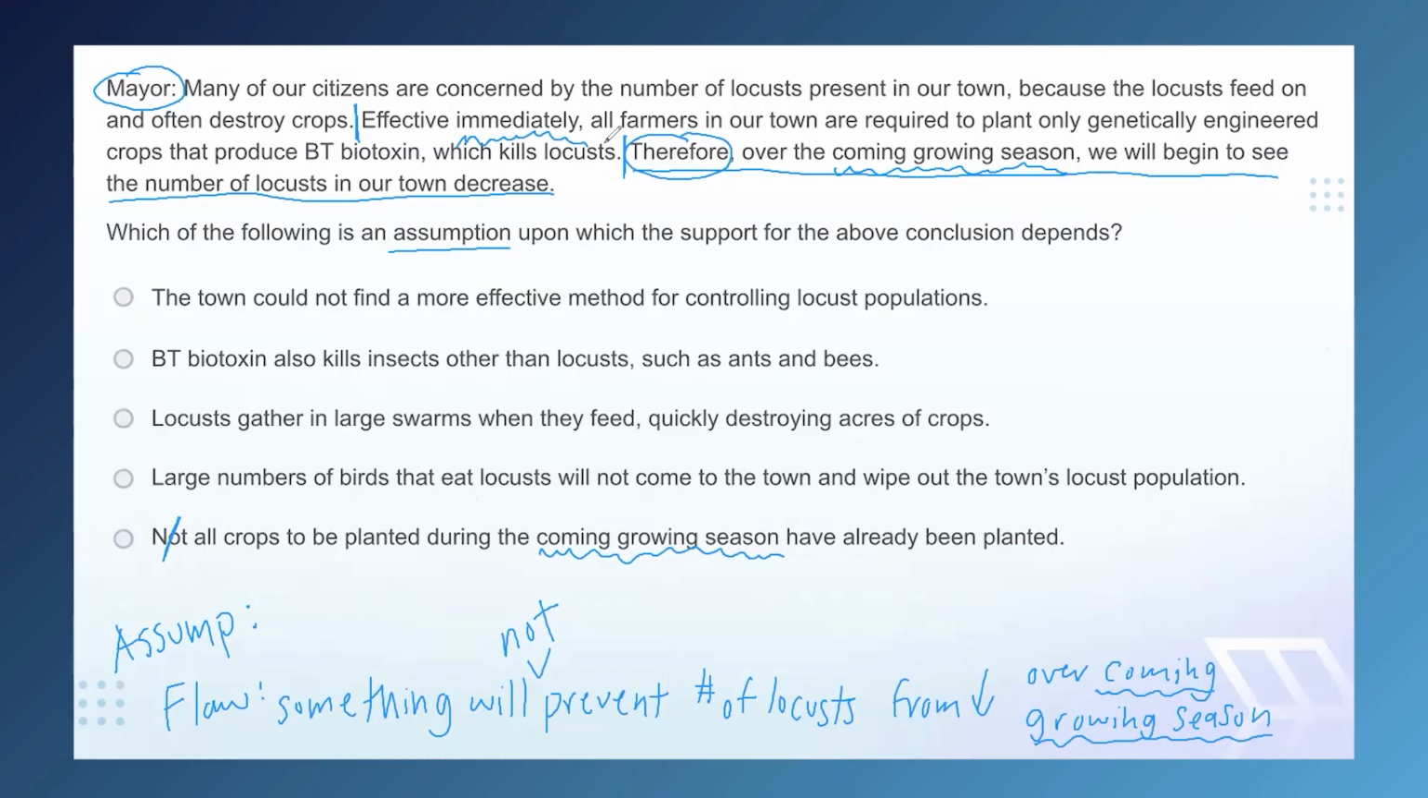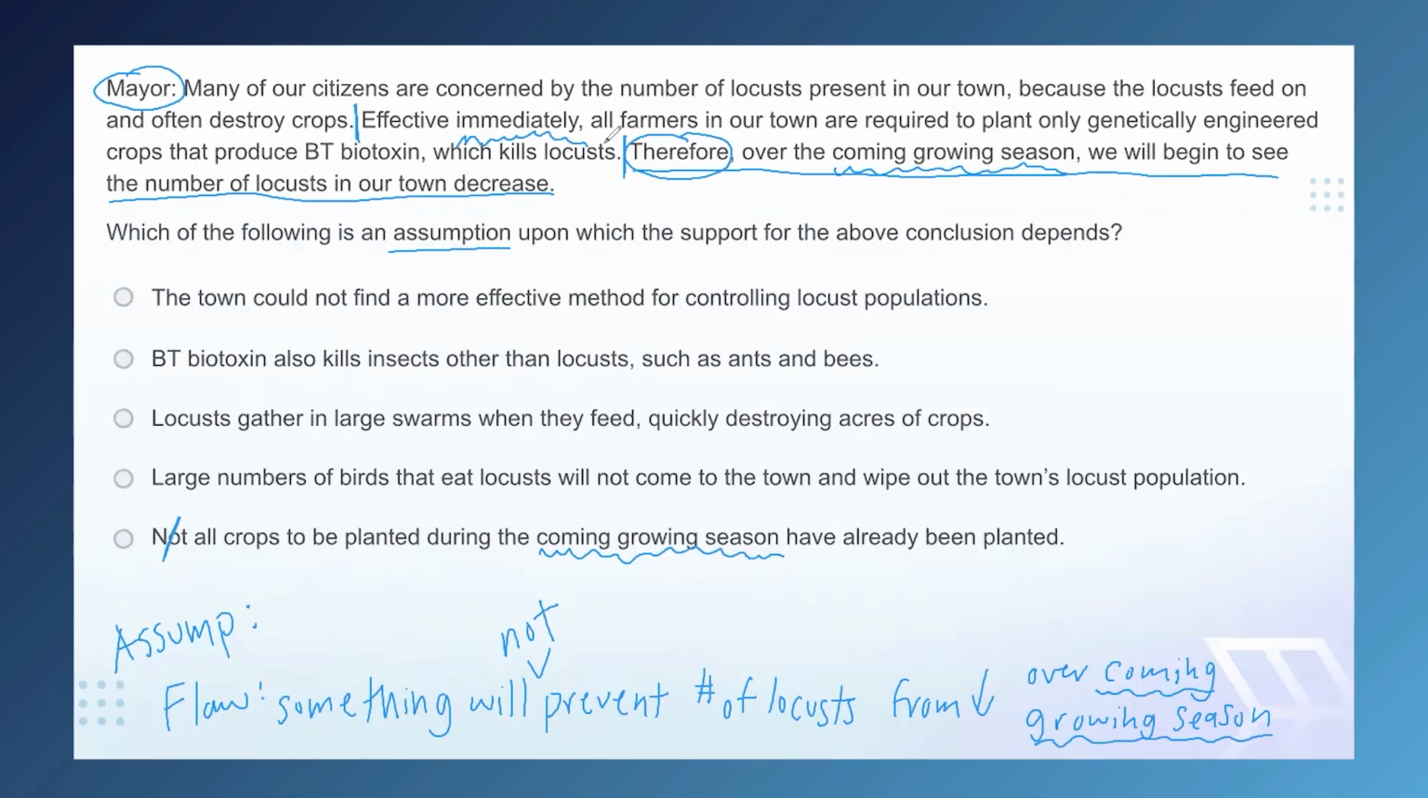But what about the plants that were planted before? Well, they don't necessarily produce Bt biotoxin, so they aren't necessarily going to kill locusts. They shouldn't do anything different than what's already been happening. So if all of the crops for the coming growing season have already been planted, they shouldn't have any impact on the locusts because they're not subject to this plan.